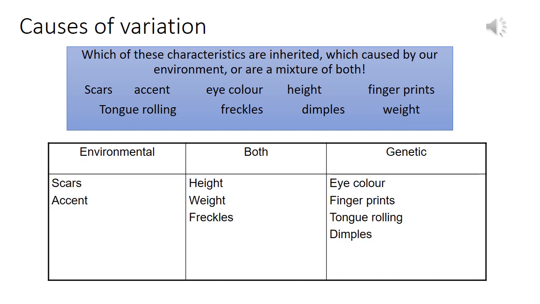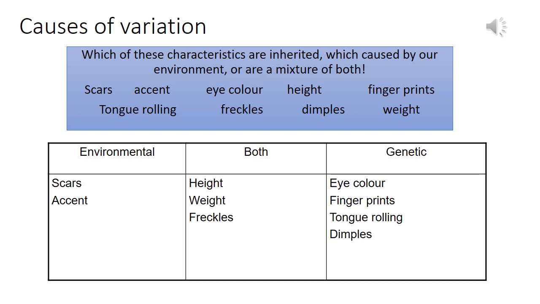Right, well done. How did you do? Under environmental, you should have scars and accent. Neither of those are inherited. They are only things that you can get from the environment around you. And be careful, because you might have the same accent as your parents, but it doesn't mean that you've inherited it in your genes. It's because you've grown up in that same environment.